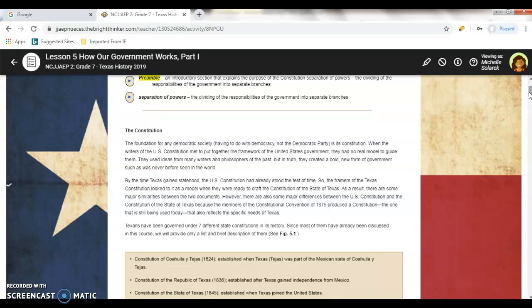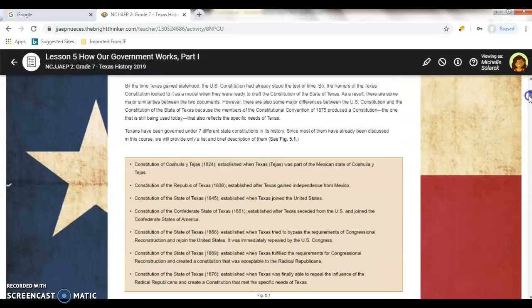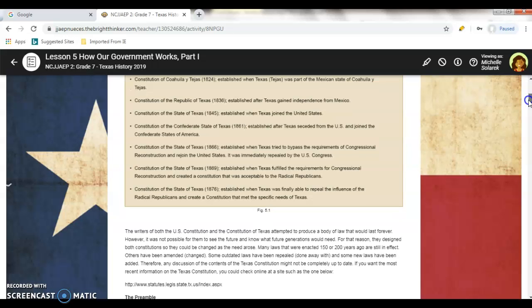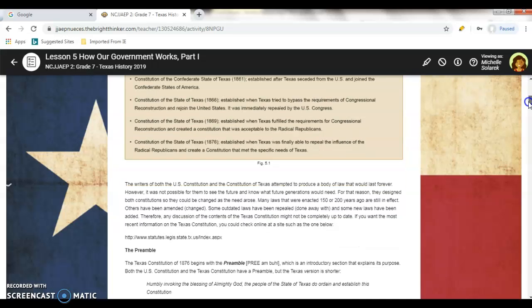Texans have been governed under seven different state constitutions in its history. Since most of them have already been discussed in this course, we will provide only a list with a brief description, seen in figure 5.1. So these are the different constitutions of Texas, and we are still running under the 1876 one, the Texas Constitution.